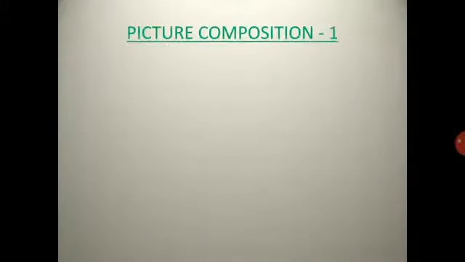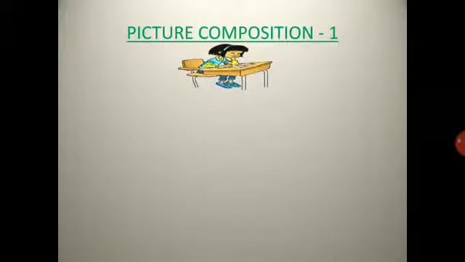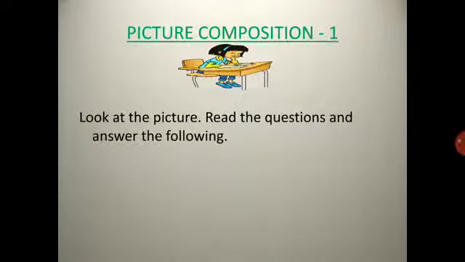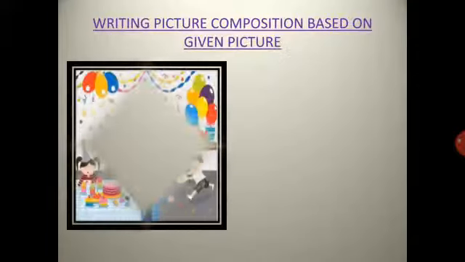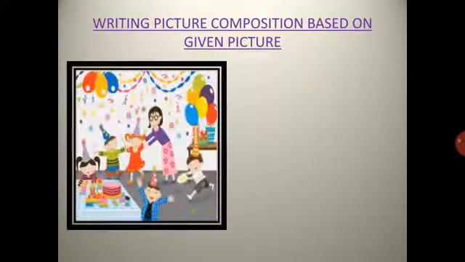So let's do picture composition number 1. Children, in picture composition number 1, you have to look at the picture, read the questions carefully and answer the questions. Understood? Remember that you have to write answers in 1 or 2 sentences. So let's begin it. Now the picture you can see. Children, carefully observe the picture.